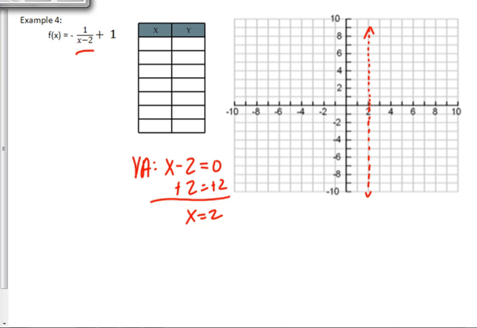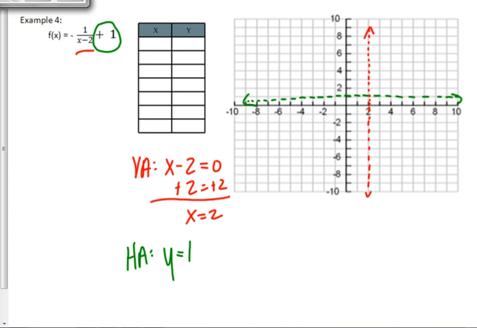Next, find my horizontal asymptote. Horizontal asymptote, remember y equals c. I do have a c value here, so I would say that it would be y equals 1. It crosses my y-axis at 1. There's my horizontal asymptote.